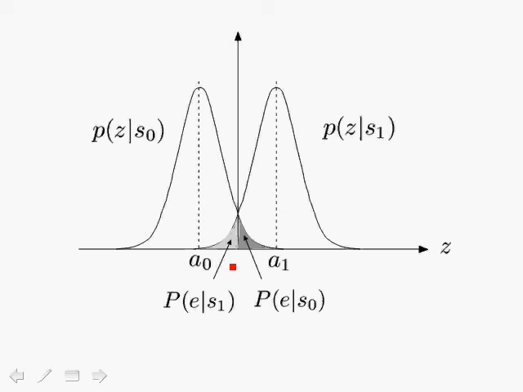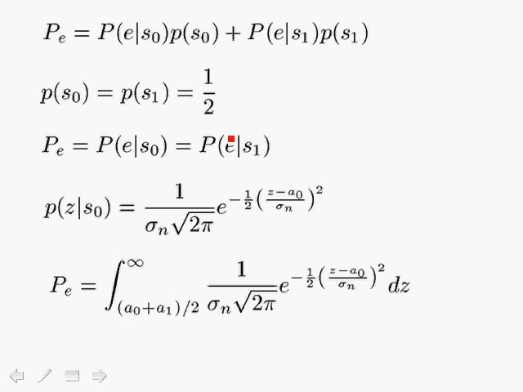Going back to the figure over here, we see that the probability of E given S1 is equal to the probability of E given S0. And if we substitute a half here, and both of these are equal, we finally obtain that the probability of error is equal to the probability of E given S0 or the probability of E given S1, either one.